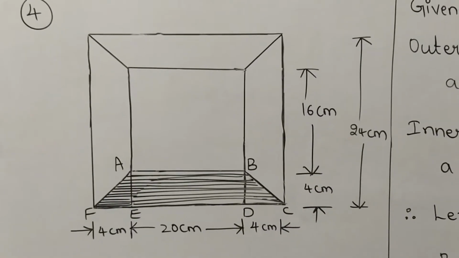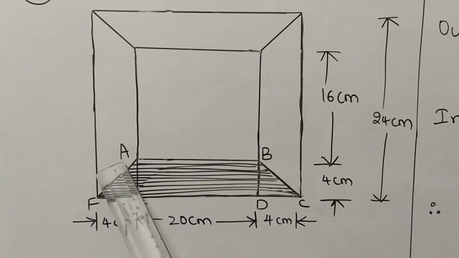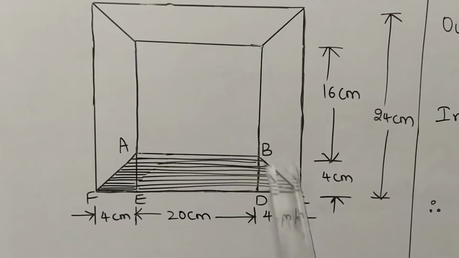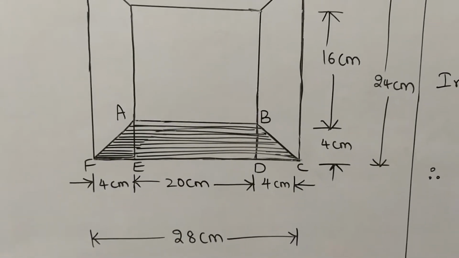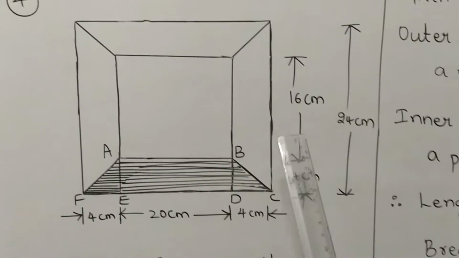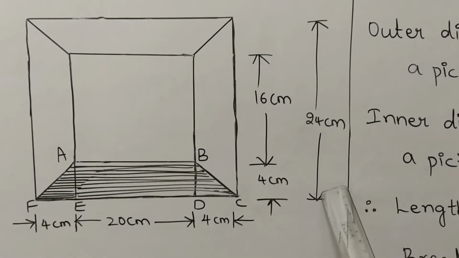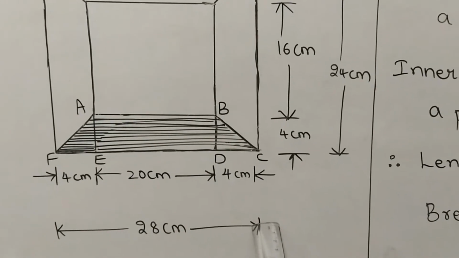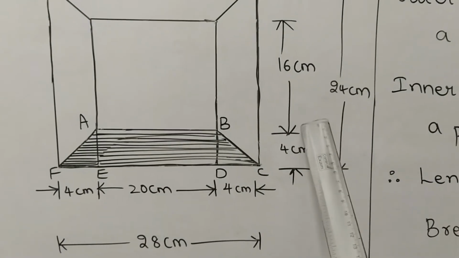So this is the figure you can see here. I have drawn it and I am taking the shaded part as A, B, C, D, E, F. All points we are taking. Now I have written the dimensions here, students. First the outer dimensions: this is 24 and this is 28. Now inner are, this is 20 and this is 16.